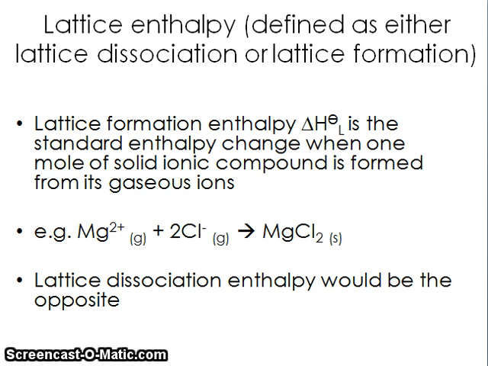The clue is obviously in the name, it's the lattice formation. So it's the formation of the lattice. You think about ionic compounds as being a lattice, so it's a lattice coming together from being the gaseous ions. For magnesium chloride, for example, you would have Mg2 plus as a gas plus 2Cl minus as a gas to give you MgCl2 as a solid. Now if you had the lattice dissociation enthalpy, it would just be the opposite. So it would be MgCl2 as a solid, giving Mg2 plus as a gas, plus 2Cl minus as a gas. So make sure when you're in an exam question that you're writing the right one.